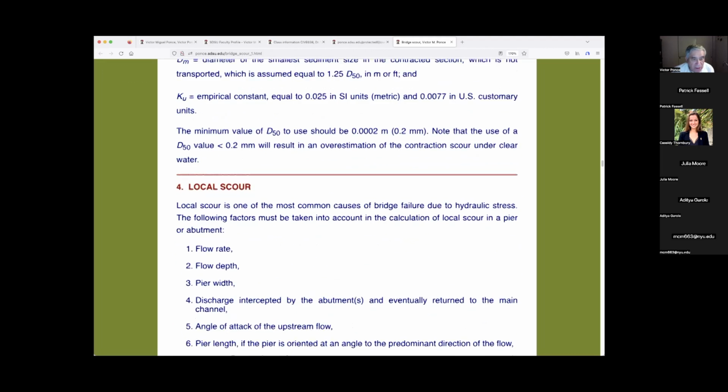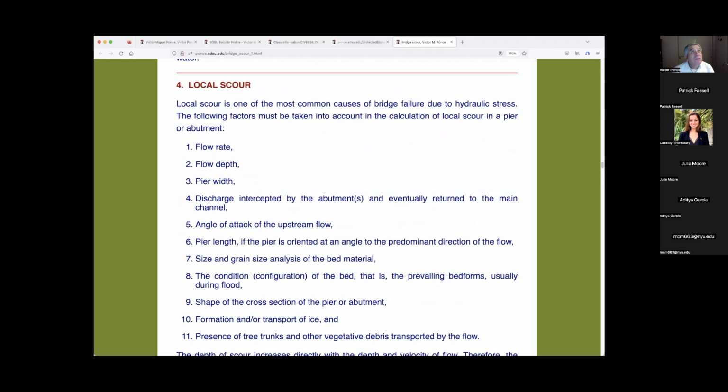Local scour. The local scour is one of the most common causes of bridge failure due to hydraulic stress. The following factors must be taken into account in the calculation of local scour in a pier or abutment: the flow rate, the flow depth, the pier width, the discharge intercepted by the abutment and eventually returned to the main channel, right? There's always going to be interceptions of discharge, particularly if there's overflow, returning to the main channel.